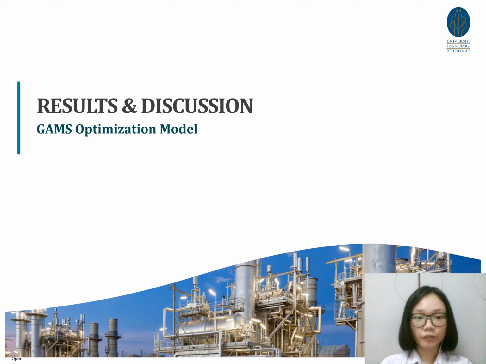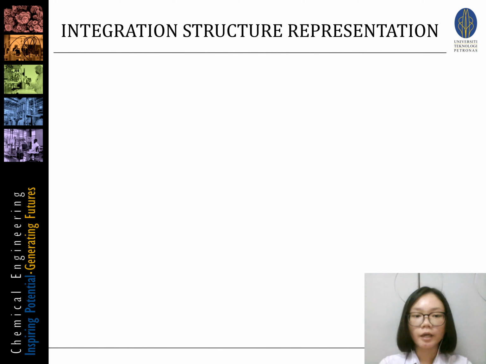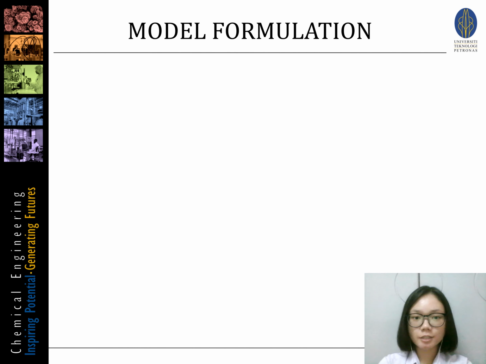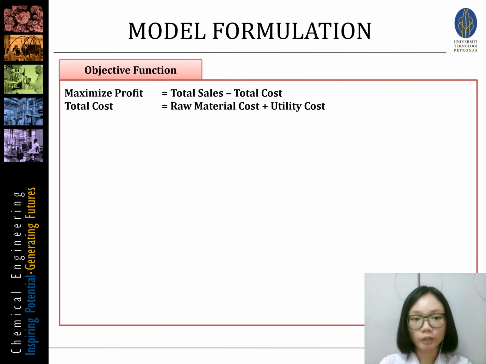Now we have come to the final part of the result and discussion, which is the GAMS optimization model. And again, here is the integration structure representation. Now let's look at the model formulation. Here I start with the objective function, which is to maximize the profit. The profit equation is made up of total sales and total cost. And total cost includes the raw material cost and also the utility cost.